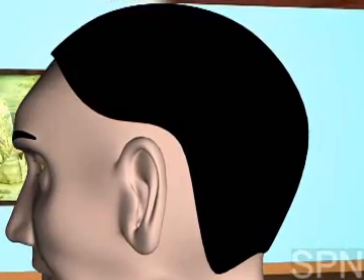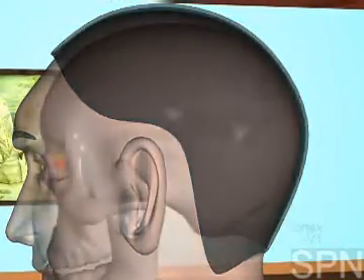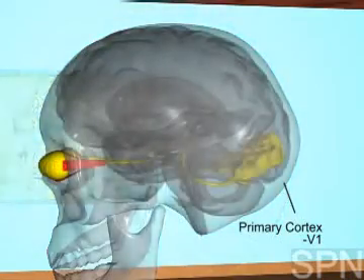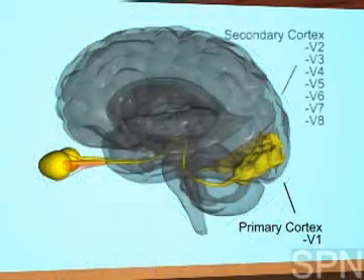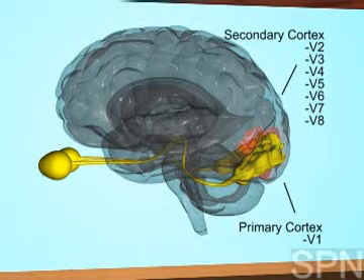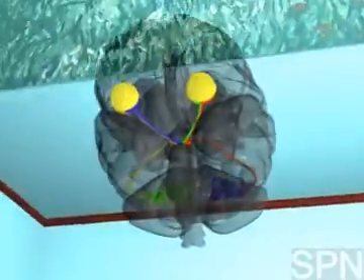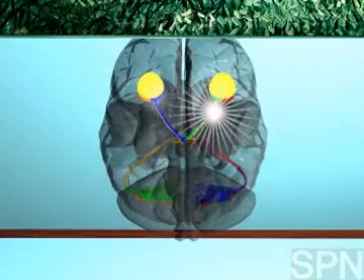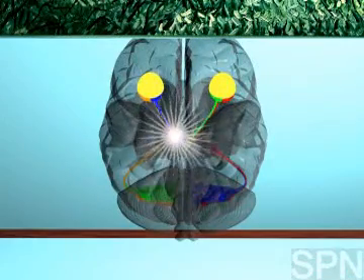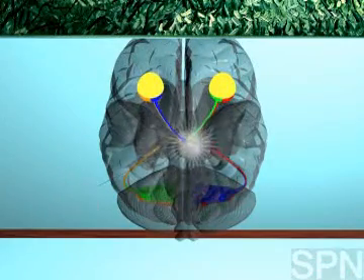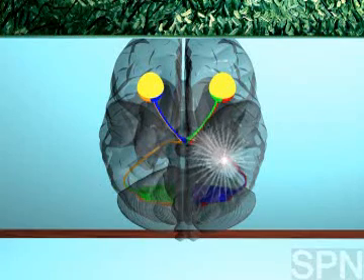Direct visual signals arrive into the primary cortex called the V1 region, which is located in the occipital region of the brain. The secondary visual cortex, which comprises V2, V3, V4, V5, V6, V7 and V8 regions, depends on the V1 region. The visual signals are transmitted along the fibers of the optic nerves. The fibers meet and cross at the optic chiasm.